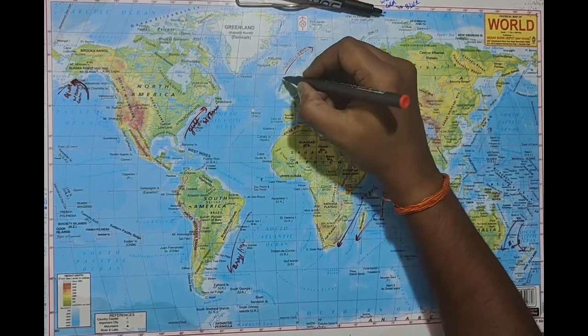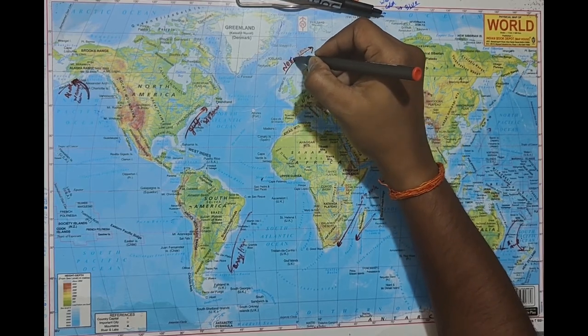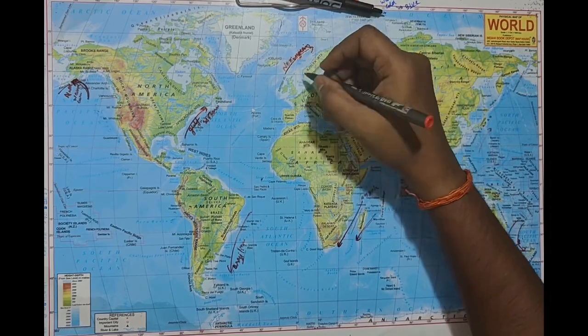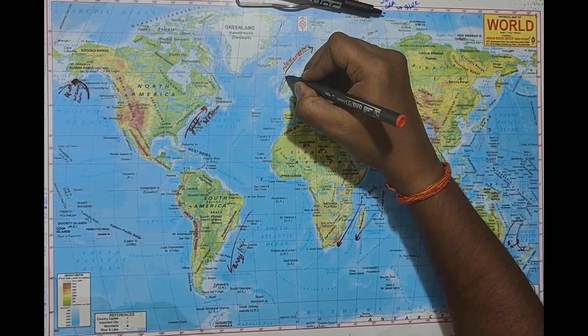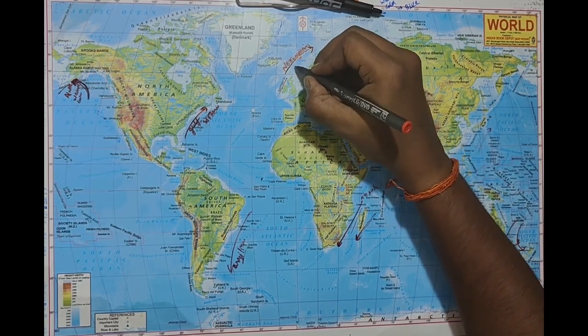The next one is the Norwegian current. See, the British Isles are over here, and after the British Isles, after that, you can mark the Norwegian current.